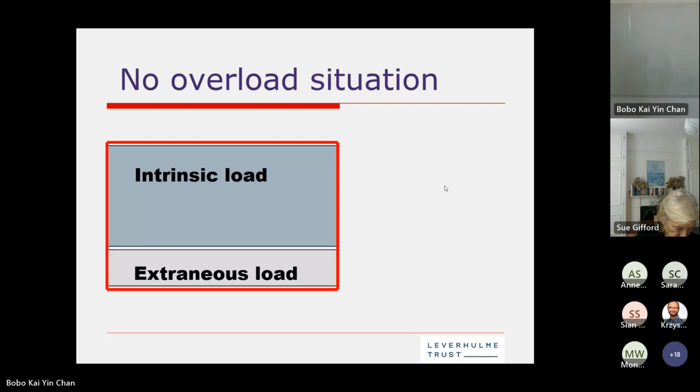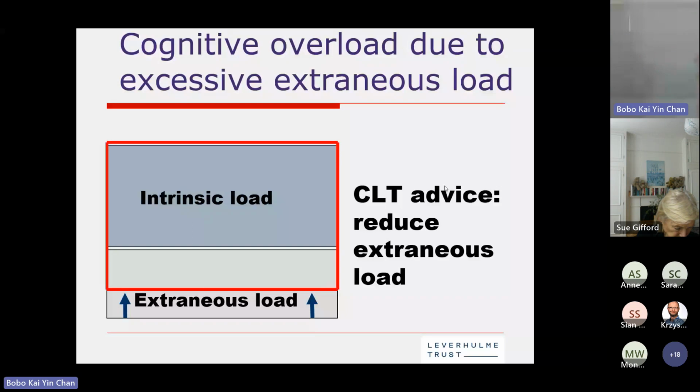If both intrinsic and extraneous load together are within this working memory capacity, then it's no overload situation. Everything is more or less okay, and we don't need to do anything in this case. If we have a situation when the total cognitive load exceeds working memory capacity, then of course we need to reduce extraneous cognitive load, because intrinsic is irrelevant here and we don't need to do anything with that. We can reduce the total cognitive load by reducing irrelevant extraneous cognitive load. So the cognitive load approach here would be to reduce extraneous load, at least to the point when everything is within this working memory capacity rectangle.